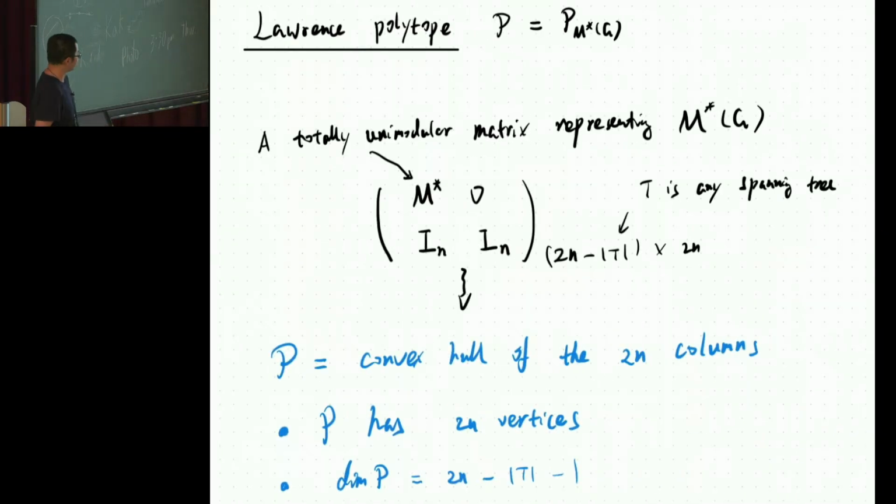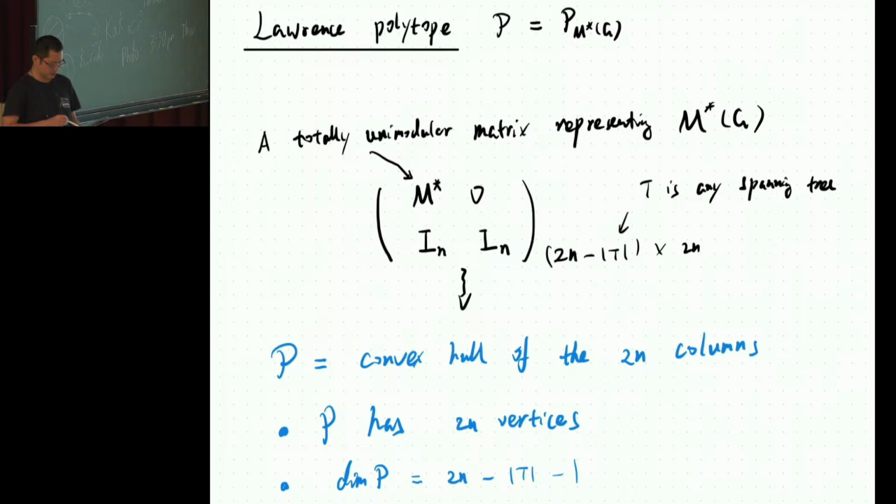Okay. Here is our main player, Lorentz polytope, defined for, actually I can define it for any regular matroid, but now I define it for the co-graphic matroid. So I started with a totally unimodular matrix representing this co-graphic matroid. Then I put two identity matrices here, I get a large matrix. Then I have 2n columns. I have some rows here.